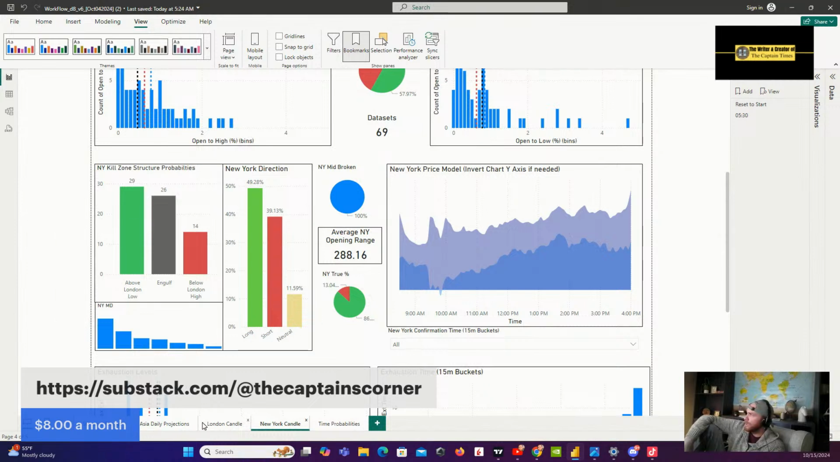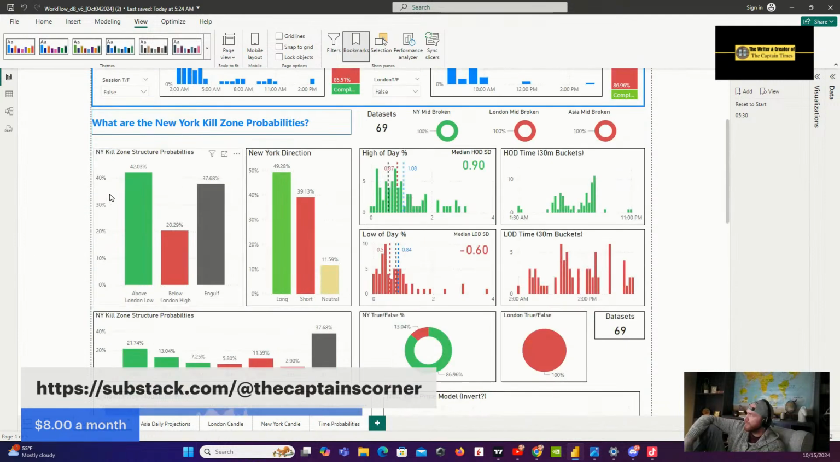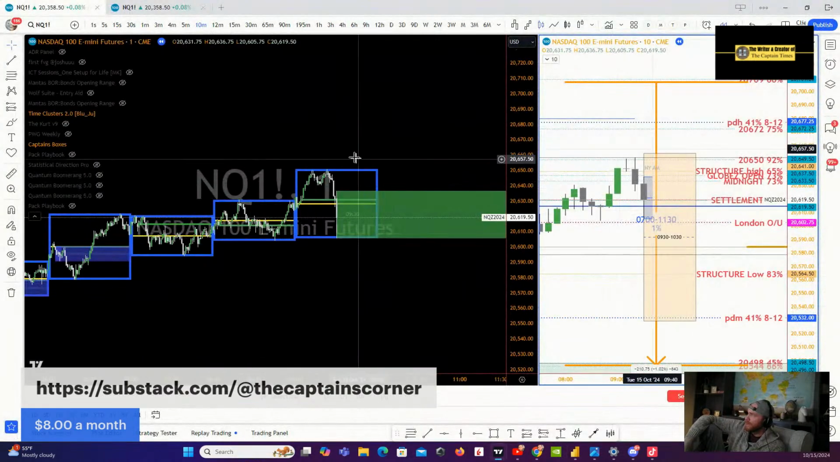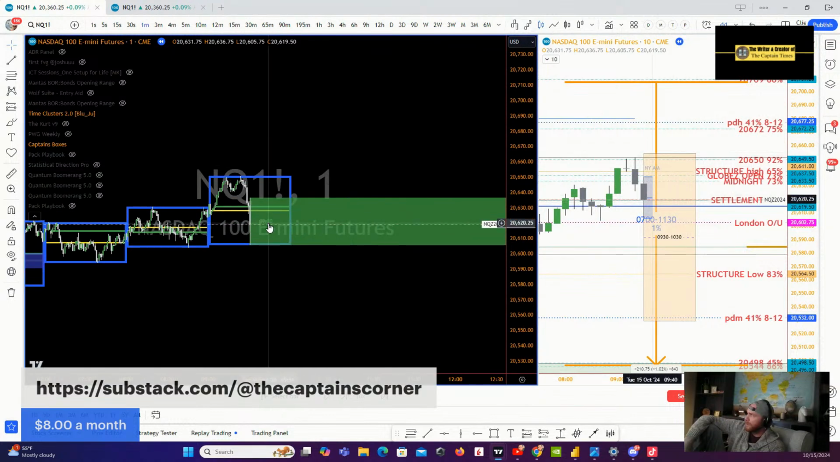And we had already identified that the highest probable 930 to 1030 would be above London low, right? But now we are waiting for live price to confirm it. So this green box is the 930 on the 1 minute highlighted, right?